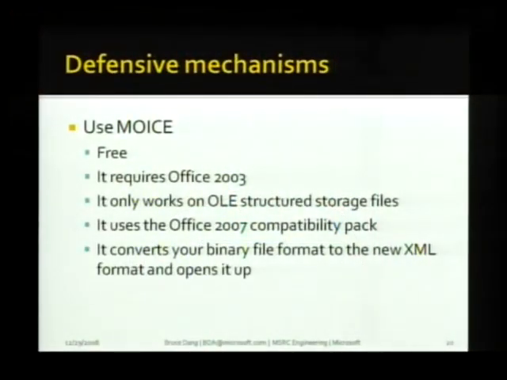The next one is use MOICE. MOICE was actually written to fix these targeted attacks, but not everybody can use it. It requires at least Office 2003. And the way it works is quite simple. It converts the binary file format to the new XML file format, and then reopens it using the Office 2007 parser. So there are no more bugs there. And this is why when you download MOICE, they'll tell you you need to download the Office 2007 compatibility pack, and that's the reason why.